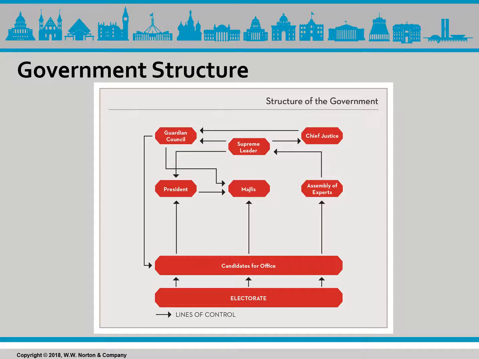So in your textbook, you have a graph of the governmental structure. I would recommend you taking a look at where the electorate begins and how it ends, with the Supreme Leader being the center of all of it.